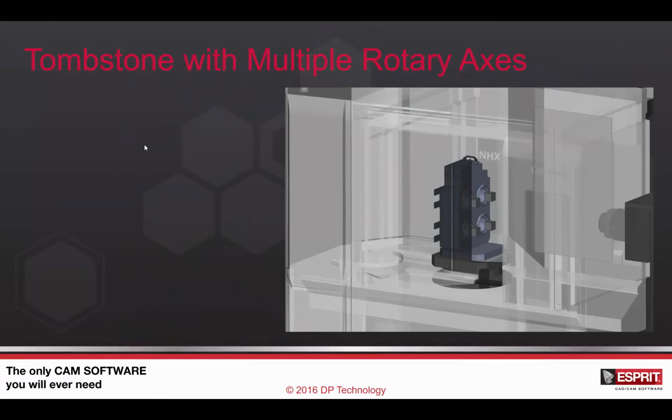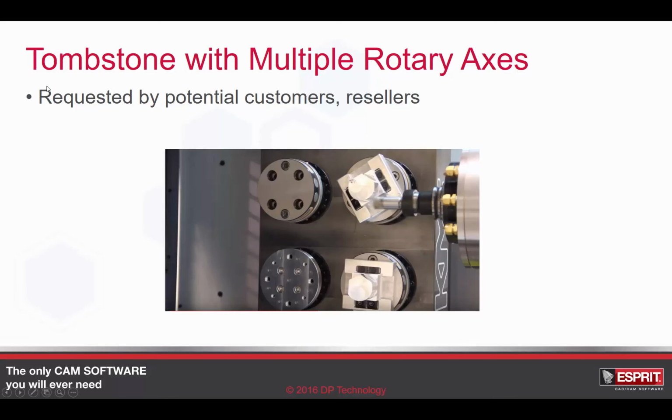The next enhancement we'll talk about is the ability to support Tombstone with multiple rotary axes. So these are actually parallel axes that are supported. The inspiration of this came from customers, potential customers and resellers asking if we can support these machines. Now in this particular machine that we'll watch the YouTube video of in just a second, the C-axes are parallel to each other on the Tombstone, and they can all be programmed independently.